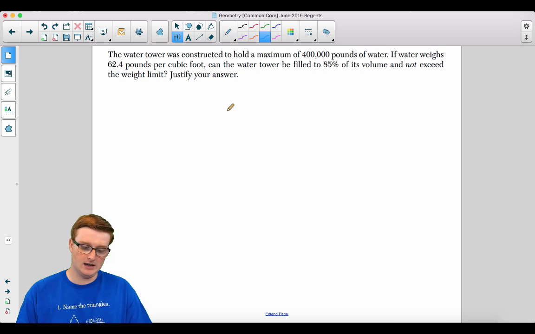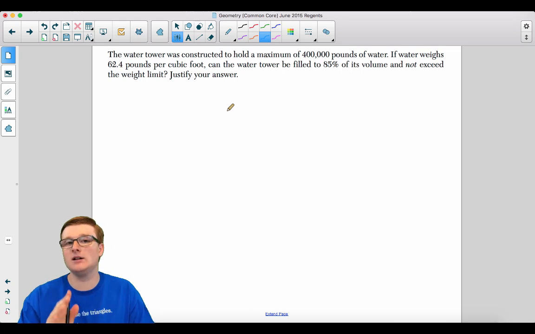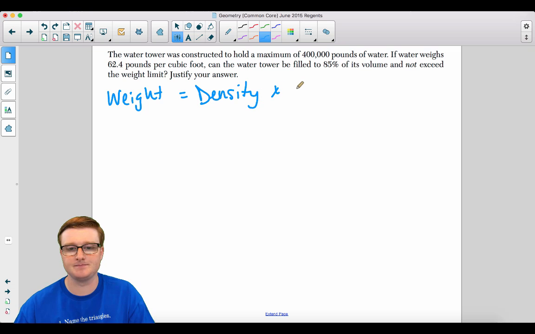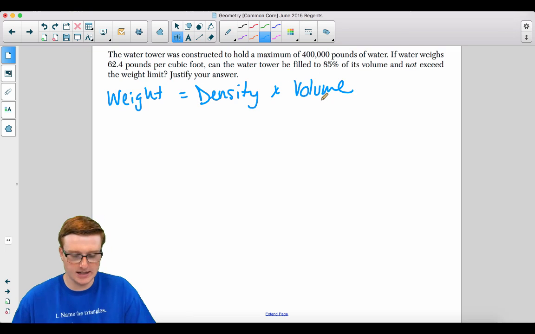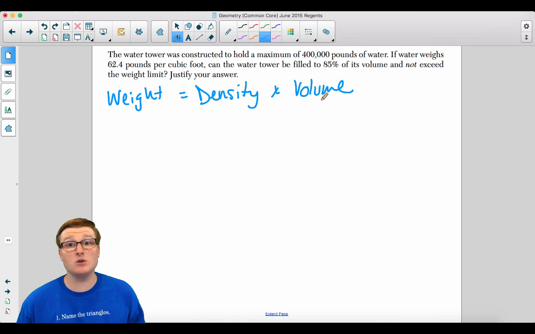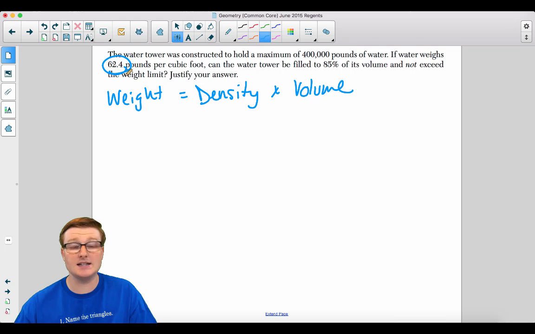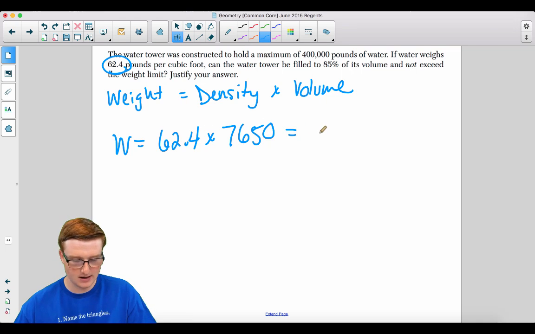Justify your answer. So, folks, you need to know a formula, and you have to commit this to memory because it's on every single Regents exam. The formula is weight is equal to density times volume. We just found the volume, folks. It was in the other part. The volume is 7,650, and the density is 62.4. So weight is equal to 62.4 times 7,650. That will give us 477,360, what is that, pounds?